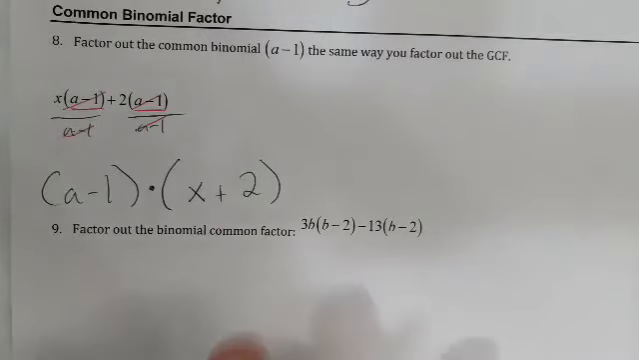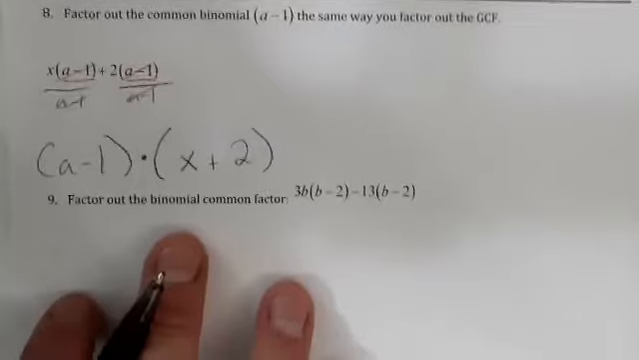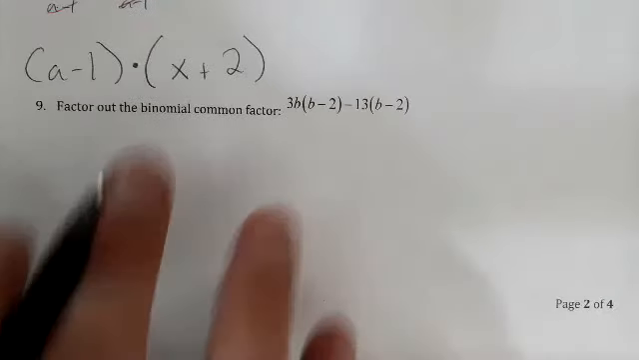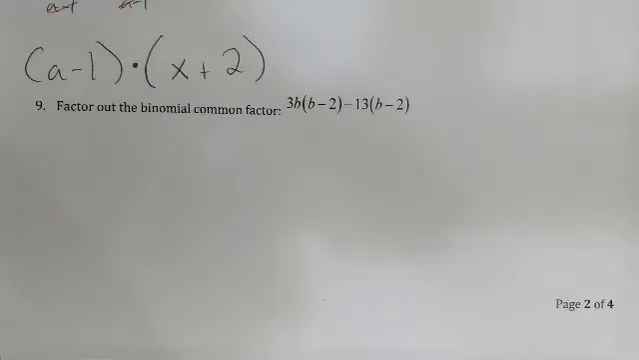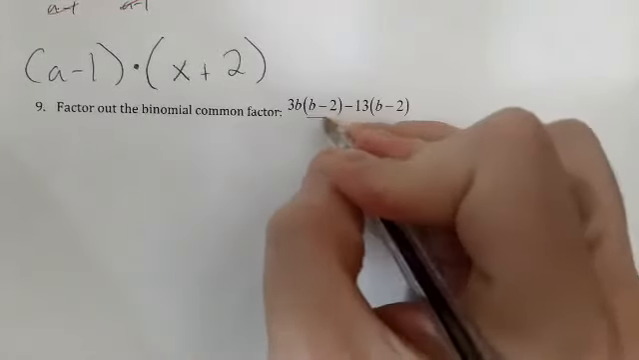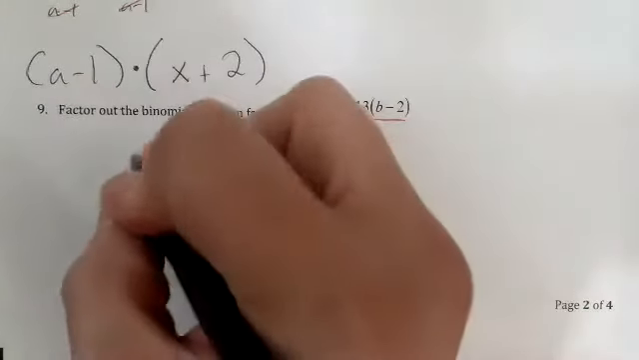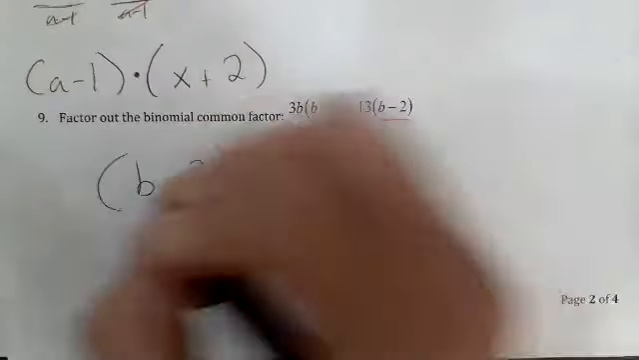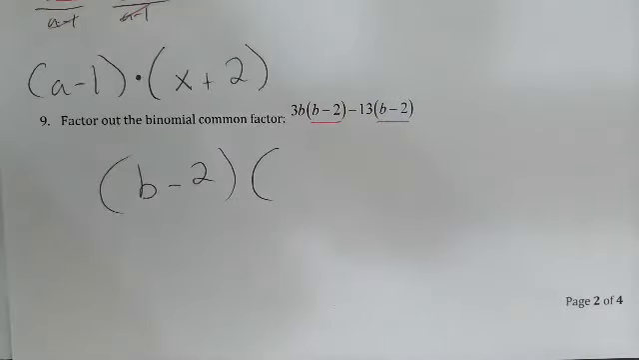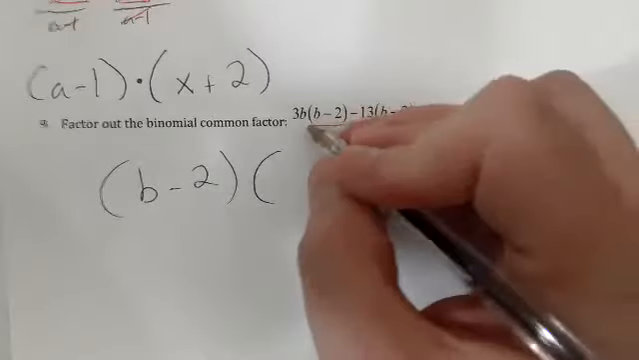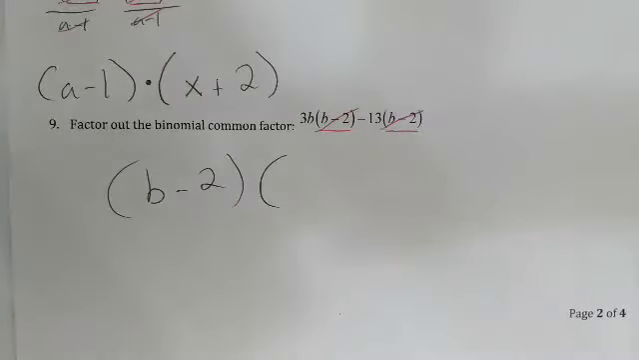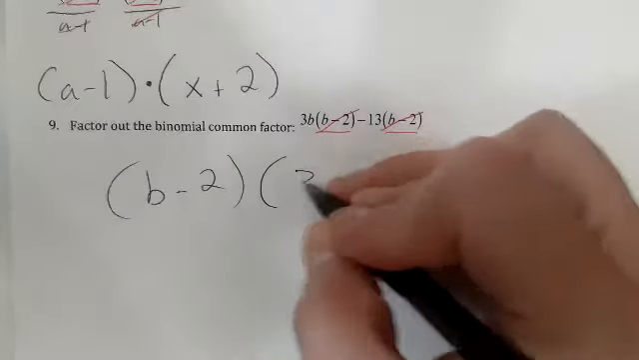Okay. So you have one example, so hopefully you're checking out this next example, trying to get through it on your own. If we look at this, what is the thing they have in common? So this is the thing we want to pull out. We have b minus 2 that we're pulling out. Now we're asking ourselves, what is left over? B minus 2. What is going to be left over is that 3b minus 13.